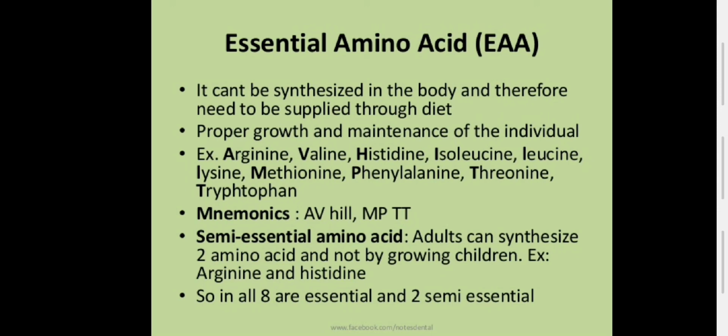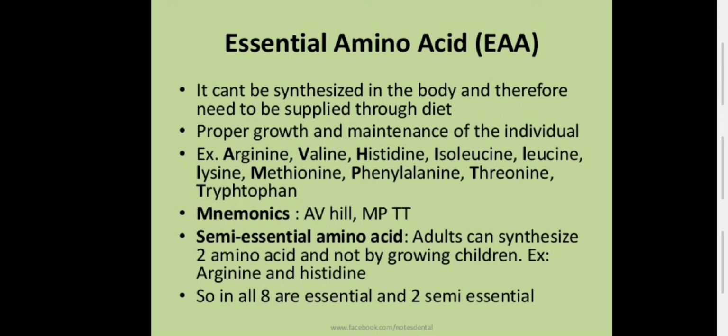In simplest form, we can have a mnemonic for that. You can say it is AV, HEAL, MP, and TT. So this is basically the first letter of each of those essential amino acids. For you to memorize or familiarize yourself with it quickly, you can make mnemonics.